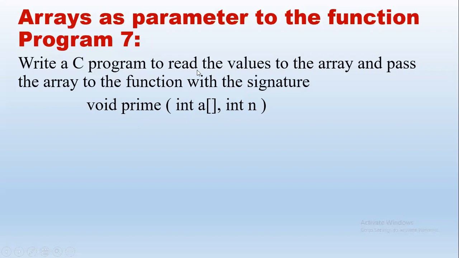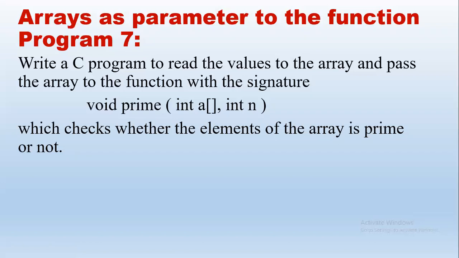If you compare it with the previous problem, there we had passed a single variable, but here we are passing the entire array. We may simply mention the name of the array, so it will take the values from the array, and we are passing another value n also. So what is this statement? This prime function has to check if each element in the array is prime or not. If it is divisible by only itself and 1, then it is prime. That is the definition of prime number.